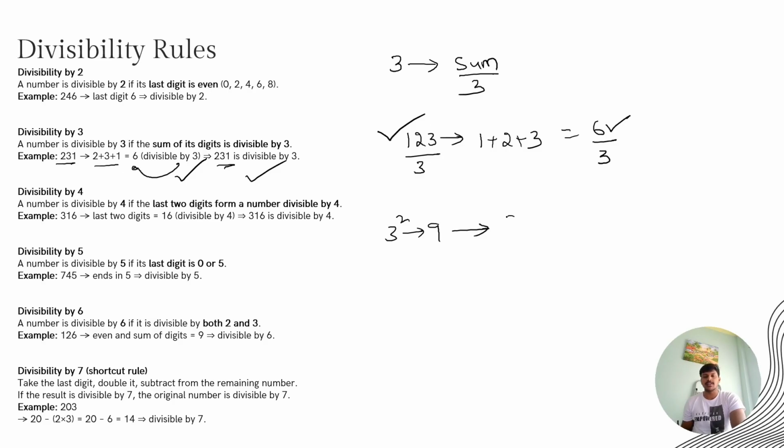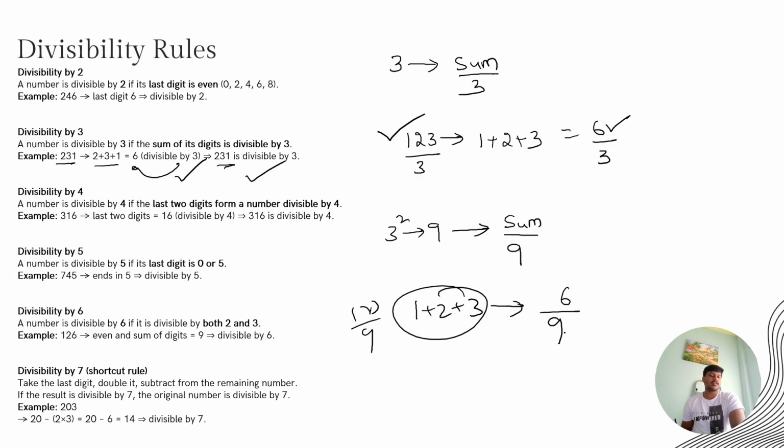The only difference is this time the sum has to be divisible by 9. For example, let us take 1, 2, 3 or 123. If you add, you are going to get 6. Is 6 divisible by 9? No. That means that 123 is also not divisible by 9. Or I'm writing like this, 720. I want to check whether this number is divisible by 9 or not. Add all of them. Yes, 9 is divisible by 9. So this number will also be divisible by 9.